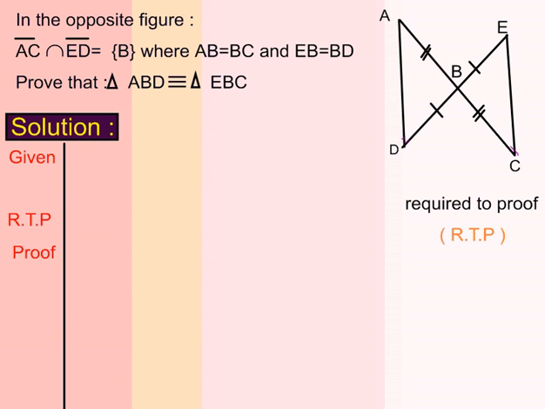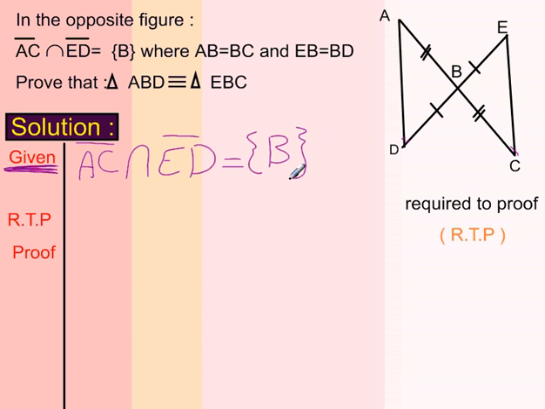Let's start with the given. And we said the given means the information that you have. What is the information that we have in this question? We have AC line segment intersect AD line segment at the point B, and AB equals BC and EB equals BD. This is the given.